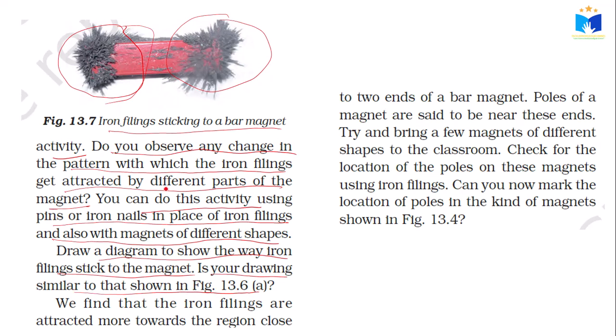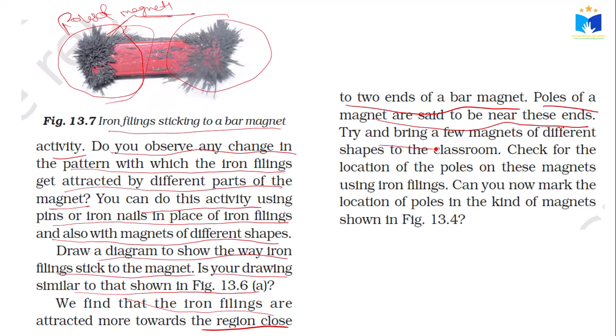In 13.6a, in the earlier class we have seen that the iron is sticking to the magnet on both sides. So we find that the iron filings are attracted more towards the region close to the two ends of the bar magnet. The poles of a magnet are said to be near these ends. So these we will be calling the poles of a magnet. These both sides we will be calling the poles of the magnet.